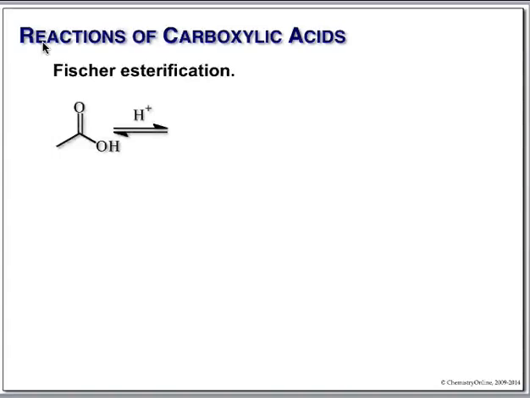This was done, or at least is named, after Emil Fischer, the very famous German organic chemist, who did a whole lot of work on elucidating the structures of carbohydrates. In a Fischer esterification, you take a carboxylic acid and an alcohol. Remember, in an ester, we replace the hydrogen here with an alkyl group. So we're going to take our carboxylic acid, usually in the presence of a fairly strong acid.